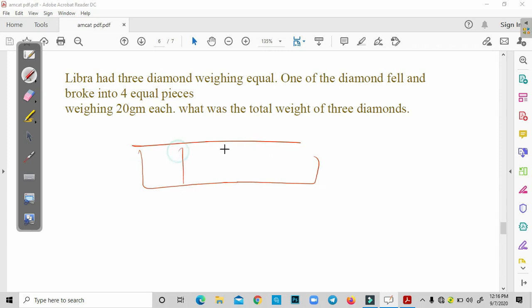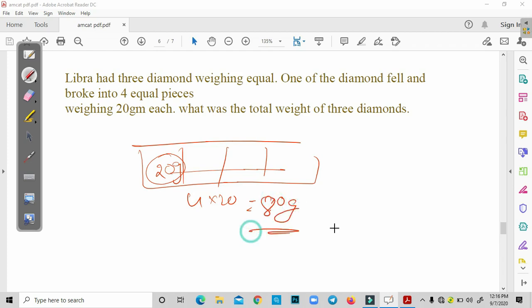Now guys, see here, it's a simple thing. 1 diamond fell and broke, and each part is 20 grams. Anyway, whether it is broken or not, the total weight will be like this only. So 20 grams each part means the total will be 4 into 20, which is 80 grams.